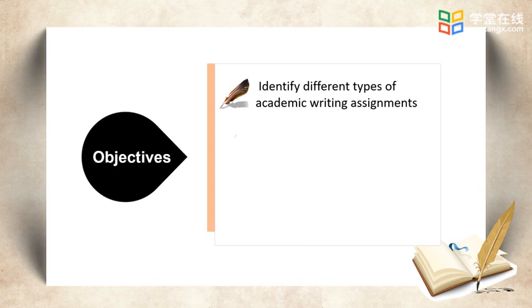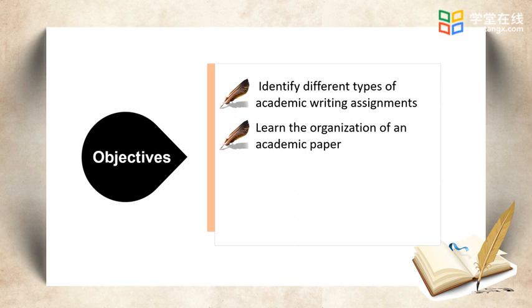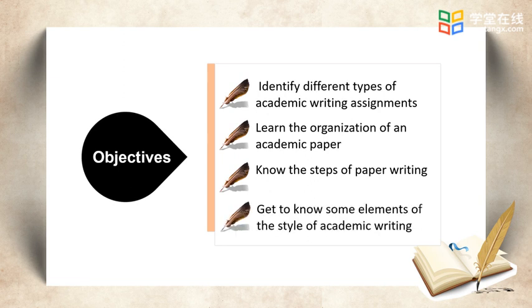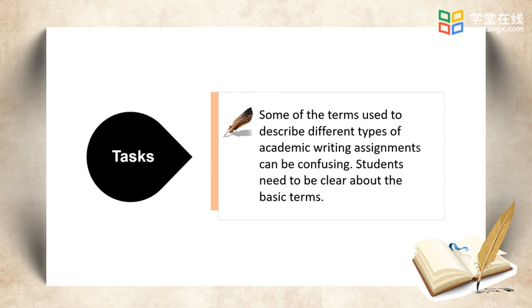Objectives. The chapter is designed to help students to identify different types of academic writing assignments, learn the organization of an academic paper, know the steps of paper writing, get to know some elements of style of academic writing. Tasks. Some of the terms used to describe different types of academic writing assignments can be confusing. Students need to be clear about the basic terms.